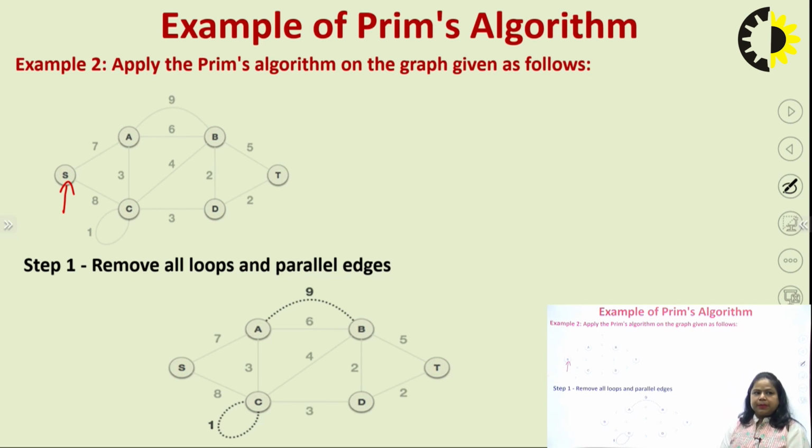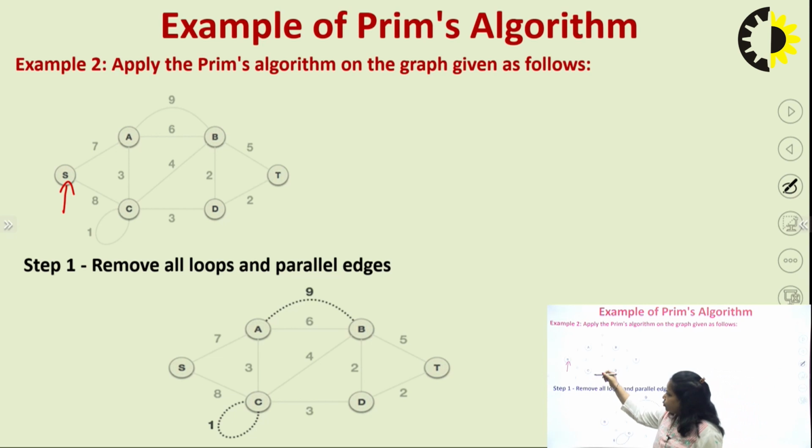Suppose we have to apply Prim's algorithm on the given graph G. In this case, first of all, remember one thing: if there are cycles or parallel edges, we first have to remove the parallel loops and parallel edges.